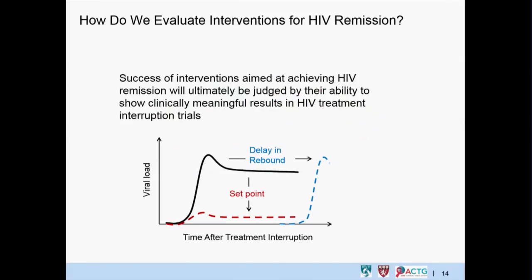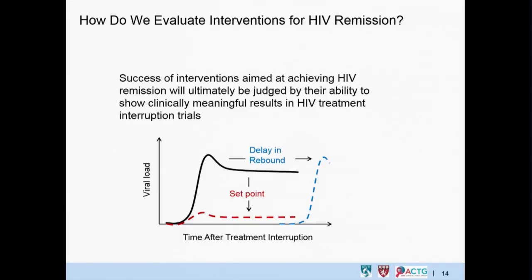If you really want to evaluate whether an intervention can lead to a cure or HIV remission, in the end, you can only judge the ability of these interventions by doing a treatment interruption trial, either by showing that such an intervention can delay viral rebound or can significantly reduce the viral load set point.